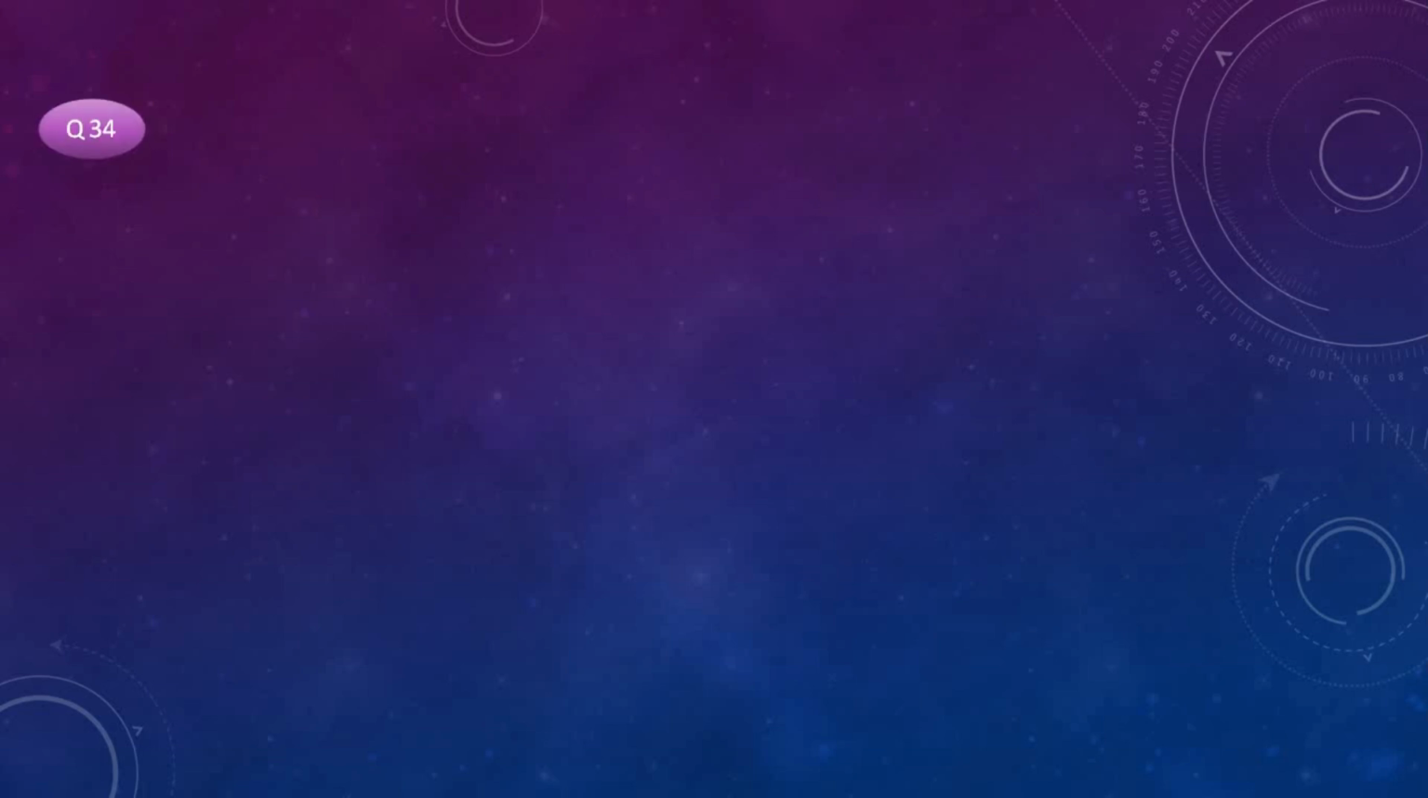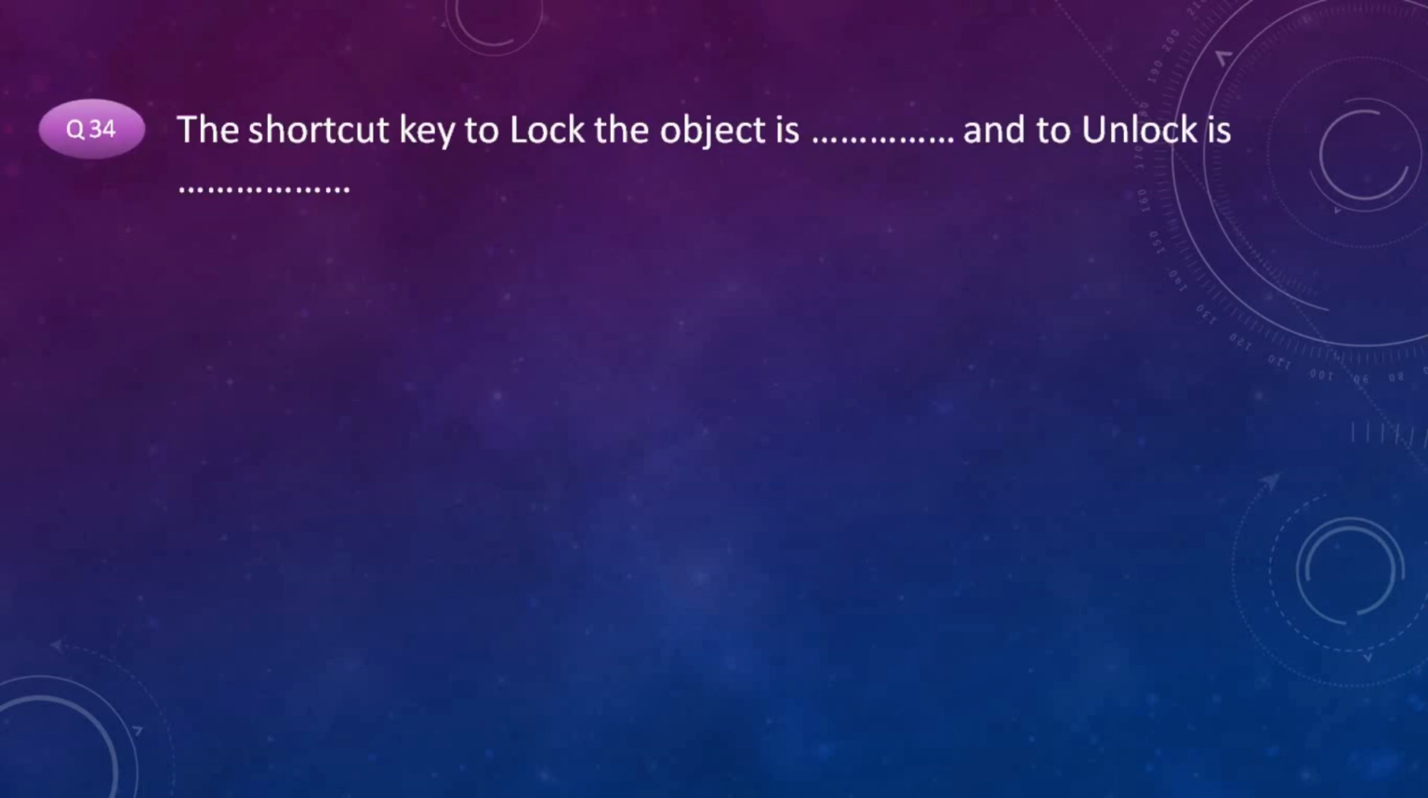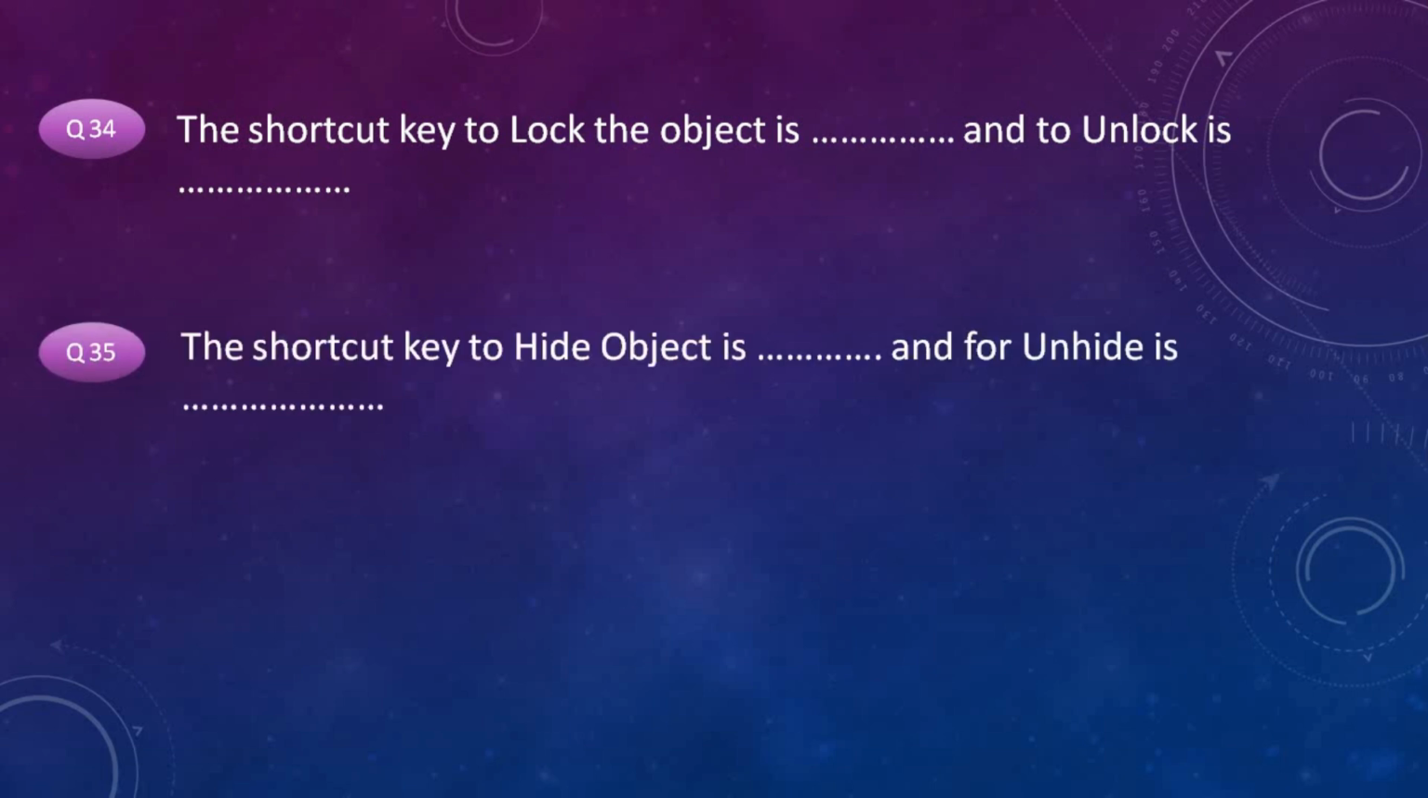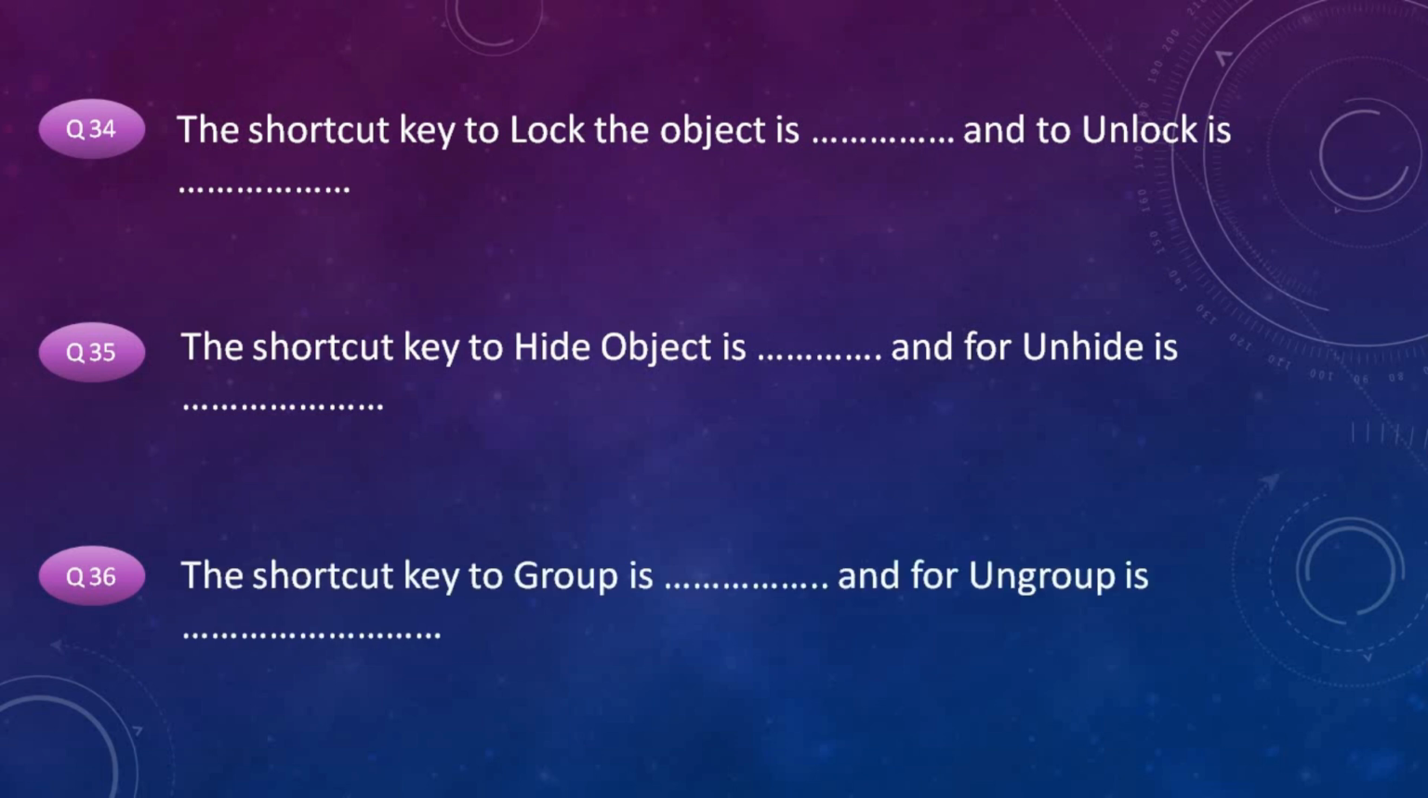The next question. The shortcut key to lock the object is dash and to unlock is dash. The shortcut key to hide the object is dash and for unhide is dash. The shortcut key to group is dash and for ungroup is dash. The answer for these questions.